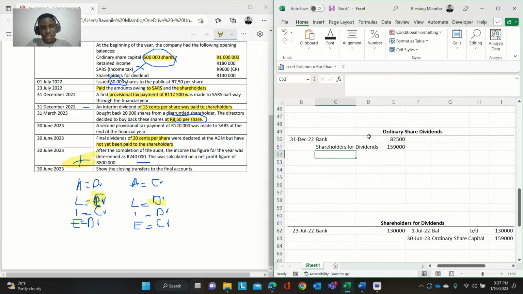So you see the difference. The account debited every time we declare dividends is ordinary share dividends, but it differs in terms of did we pay this dividend cash or not. If you pay them on the same day, you take it through bank because money is decreasing. But if we declare it, but we do not pay it the same day, we have a liability to pay the shareholders. Therefore, we take it through shareholders for dividends. We create shareholders for dividends because we owe shareholders money, and then we debit ordinary share dividends. This is on the 30th of June 2023.